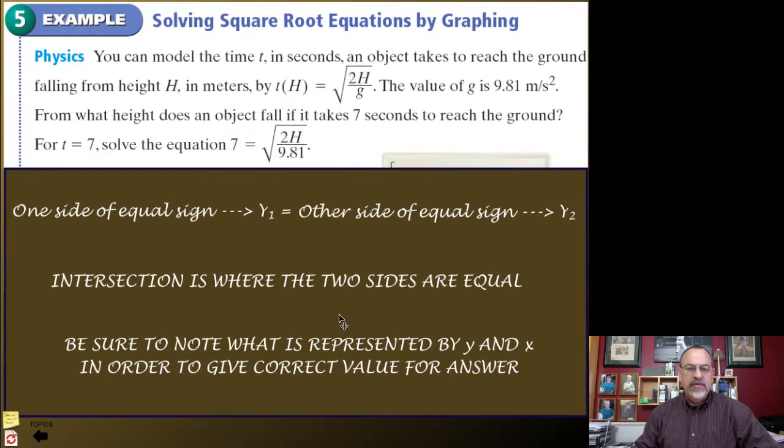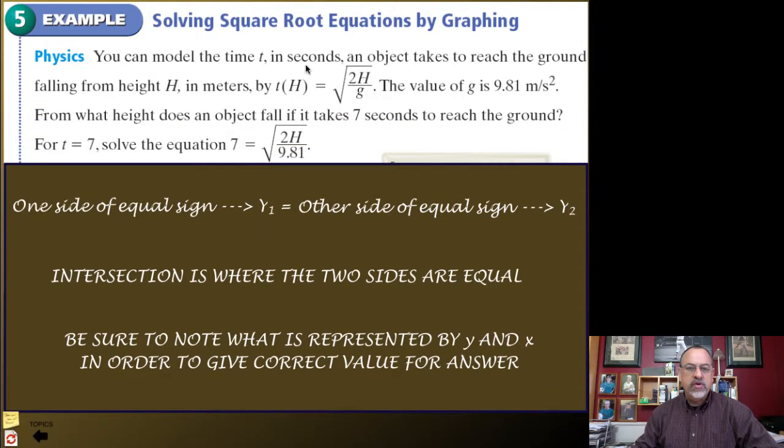And again, most times these problems are set up for us where they describe or give us an equation such as t of h is equal to the square root of 2h over g. It tells us in the instructions what each letter represents. So t is the number of seconds, so the output of this function is going to be time in seconds, and it's the time that an object takes to hit the ground falling from a height h. So h is going to be the height that the object has fallen from in meters. The height has to be in meters. The g value of the equation, they tell me, is 9.81.